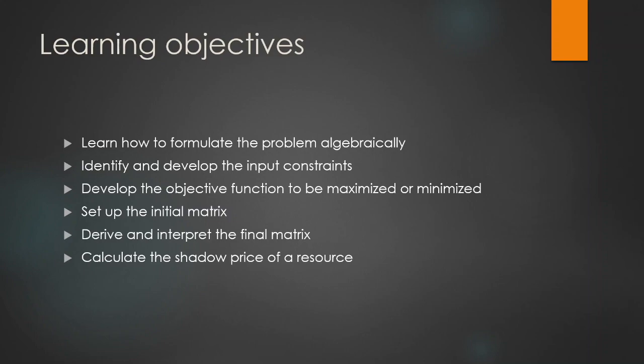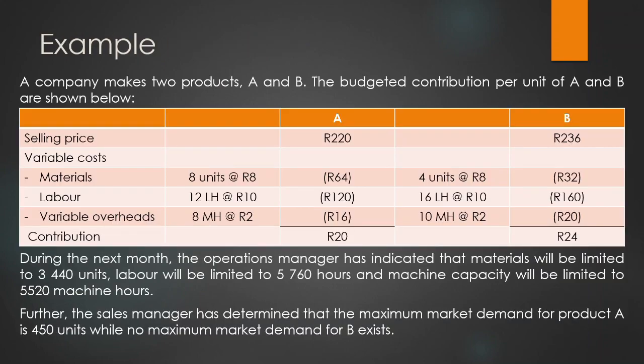too much time here. After we have done all the preliminary work, we are then ready to solve the problem using the Simplex method. To do this, we will learn to set up the initial matrix and then derive and interpret the final matrix. Finally, we will calculate the shadow price of a resource using the final matrix. To work through the Simplex method, we will use the same example that we used under the graphical method.